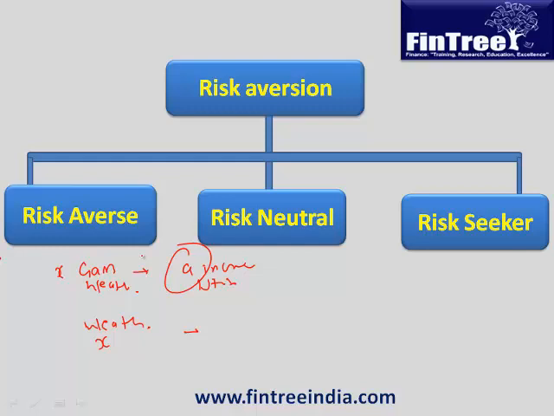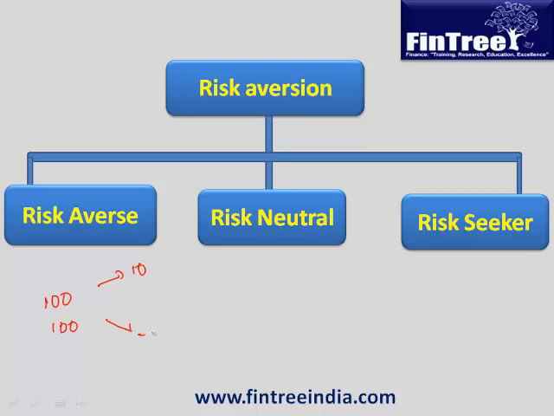Okay, I'm framing this sentence again. For some amount of increase in wealth, the increase in utility would be less than the decrease in utility if the amount of wealth decreases by the same size. For example, if the wealth increases by 100, then utility might increase by some unit 10. But if the wealth decreases by 100, utility will decrease by more than that, 20. Then these kind of investors are called risk averse.